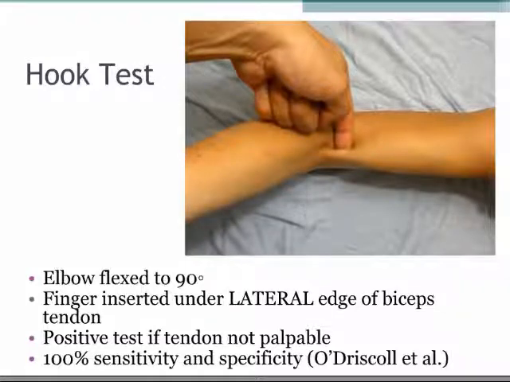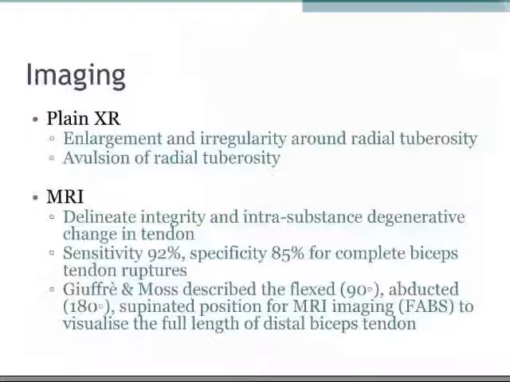Imaging: on plain x-ray, you can get enlargement and irregularity around the radial tuberosity, or even frank avulsion of the radial tuberosity. MRI is useful to delineate the integrity and intrasubstance degenerative change in the tendon. MRI is reported to have a sensitivity of 92% and a specificity of 85% for complete tears. A protocol has been described for optimum imaging of the distal biceps tendon, with abduction and supination, to visualize the full length of the tendon. This is an MRI showing a distal biceps tendon.